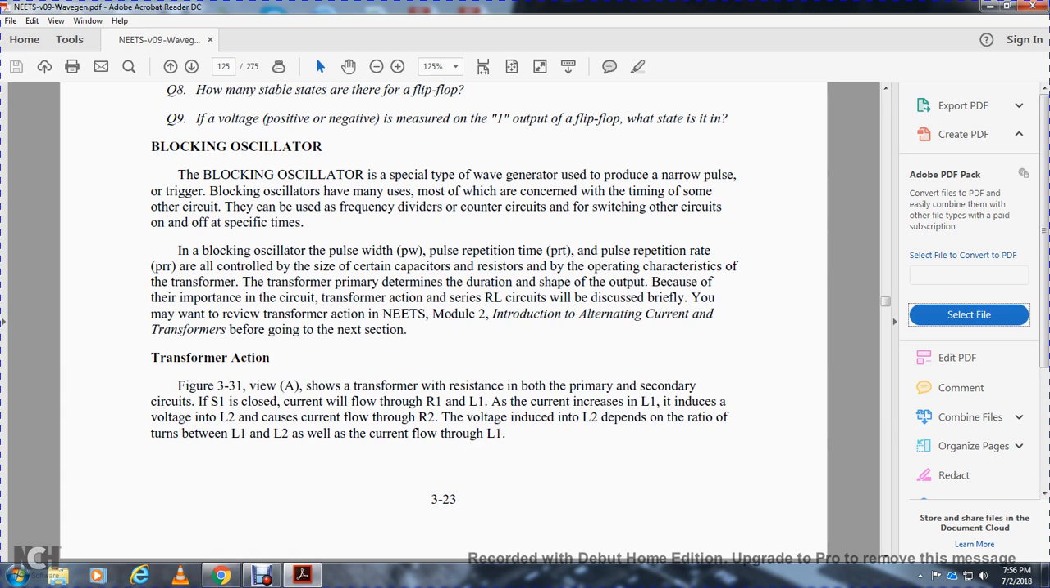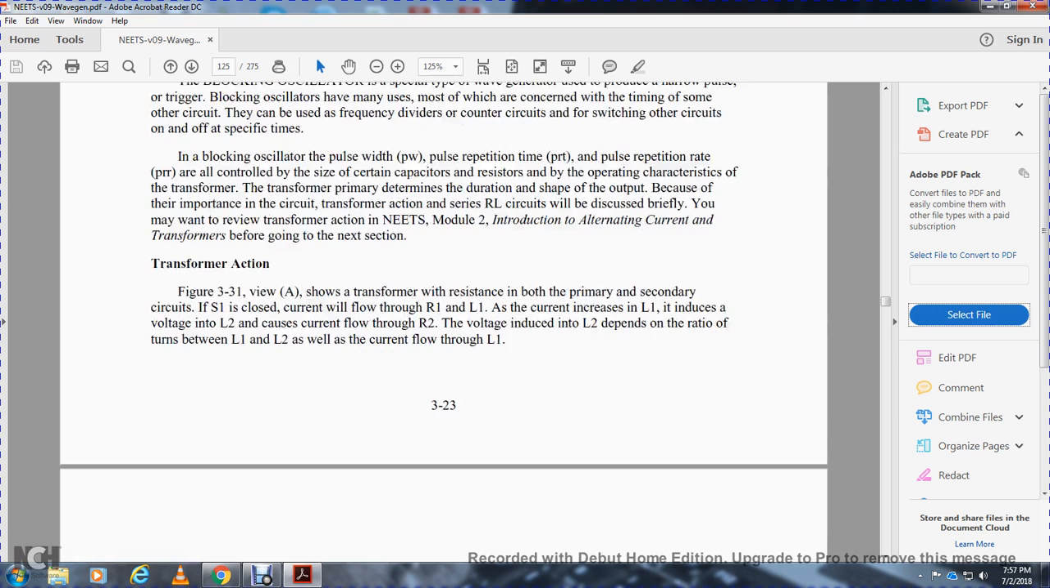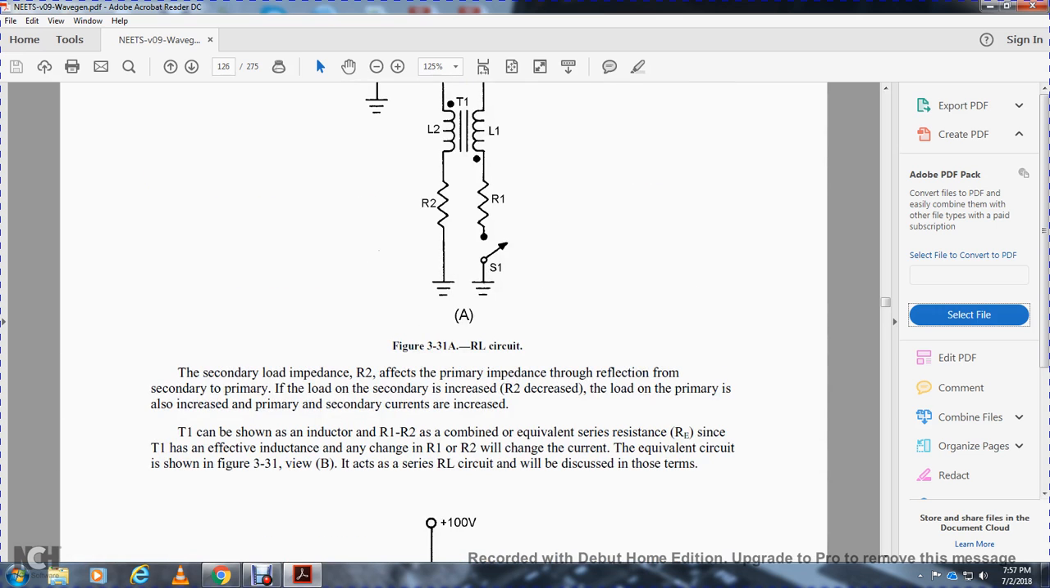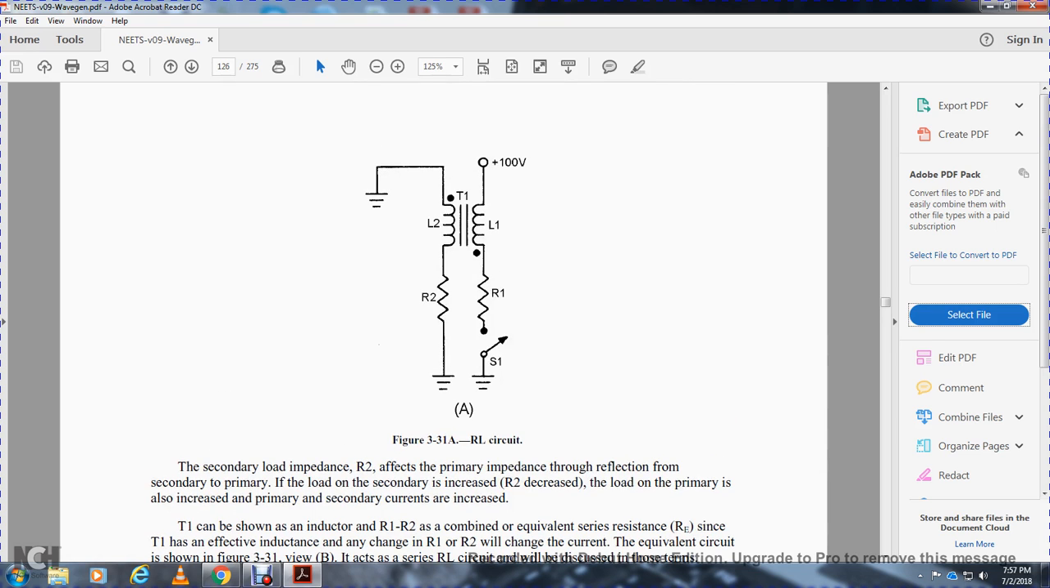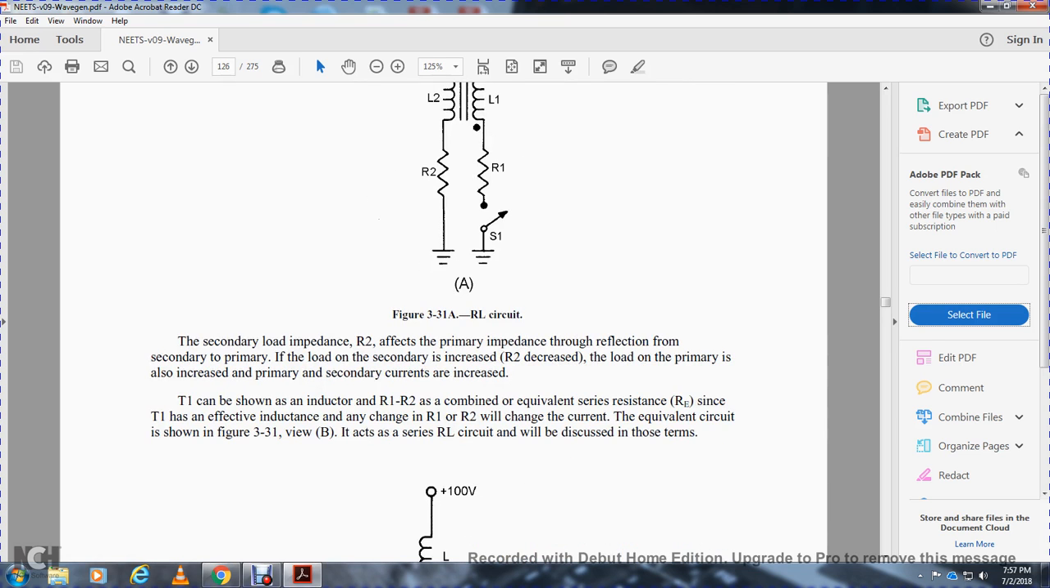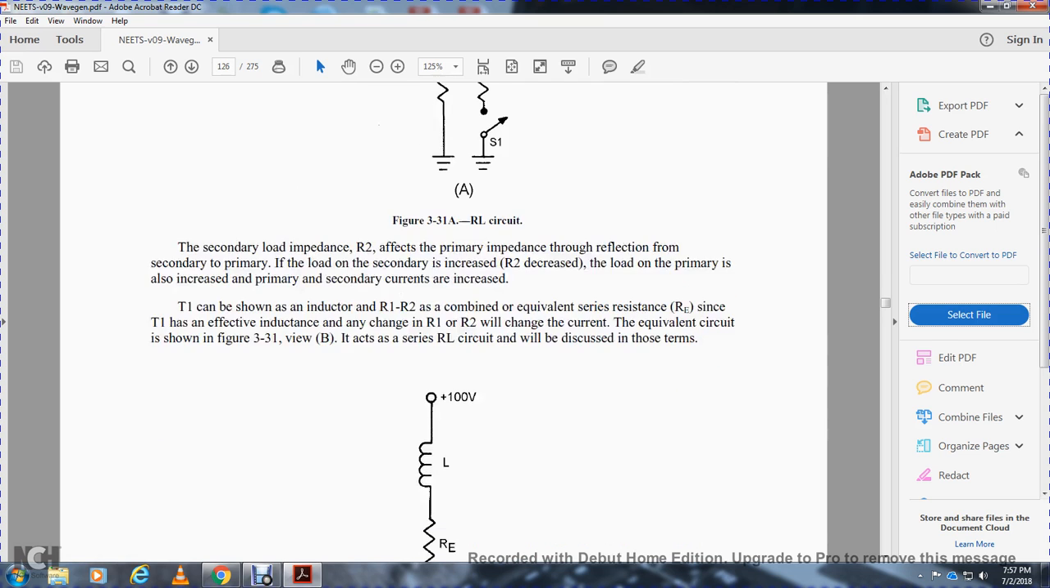Transformer action. Figure 331 view A shows a transformer with both primary and secondary circuits. When switch 1 closes, current flows through resistor 1 and inductor 1. The current increase in inductor 1 induces a voltage in inductor 2, causing current flow through resistor 2. The voltage induced in inductor 2 depends on the ratio of turns of inductor 1 and inductor 2, as well as the current flow through inductor 1. The secondary load, resistor 2, affects the primary. Increasing the resistance of resistor 2 decreases the load on the primary, and the primary and secondary current increase.